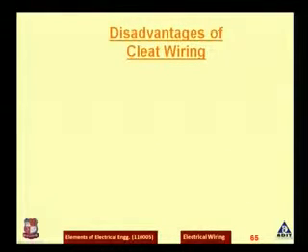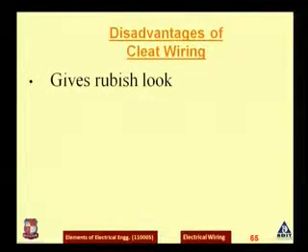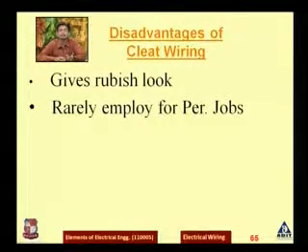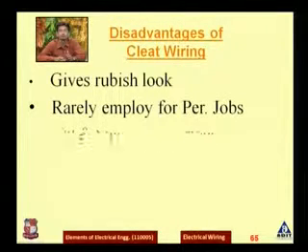Now we will see what the disadvantages of the cleat wiring are. The first disadvantage is that it gives a rough look. While doing the electrical wiring system, we have to see the appearance of the wiring first, because if the appearance of the wiring is not done properly, then it may get damaged. Second, it is rarely employed for permanent jobs. It is not employed for permanent jobs.